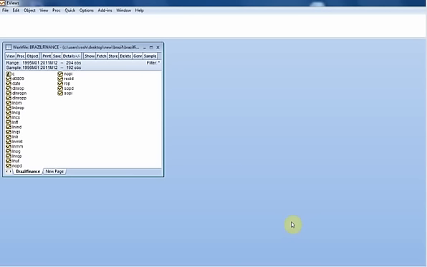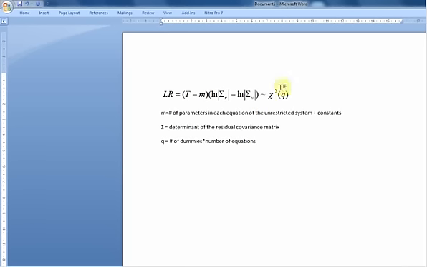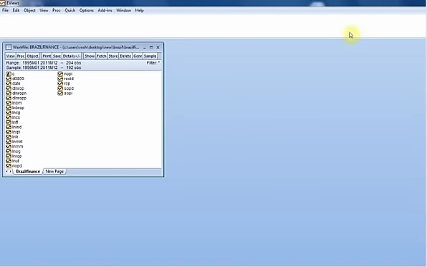So we will estimate two models today. One is called the restricted model and the other is called the unrestricted model, and then we will use the LR test. This is the LR test formula, which is usually used to test whether to keep the dummy variable in the model or not, and I will come back to this later during the video.